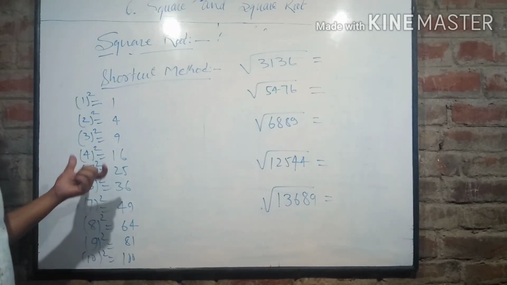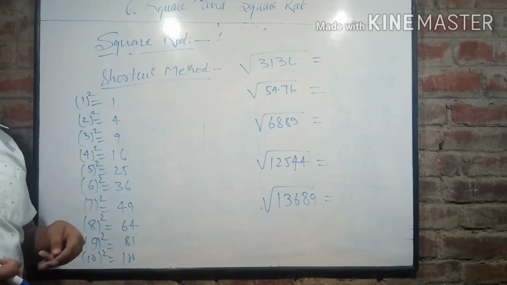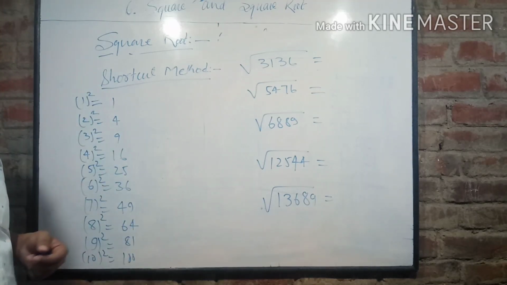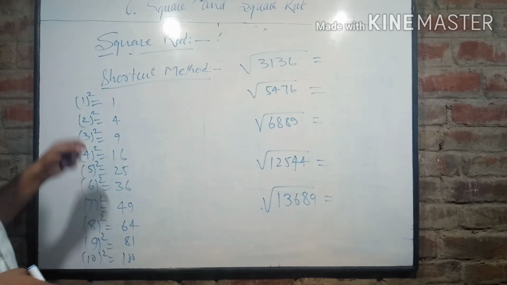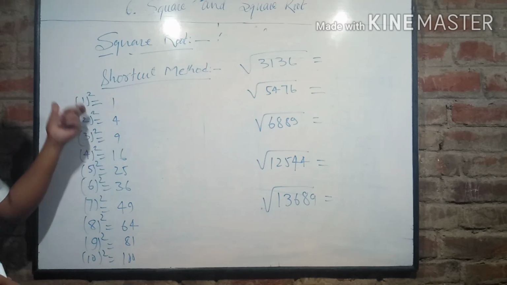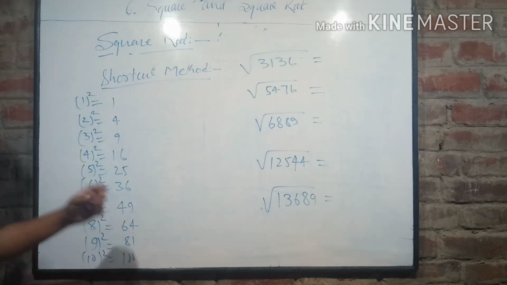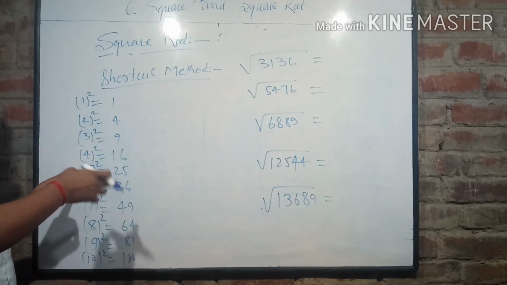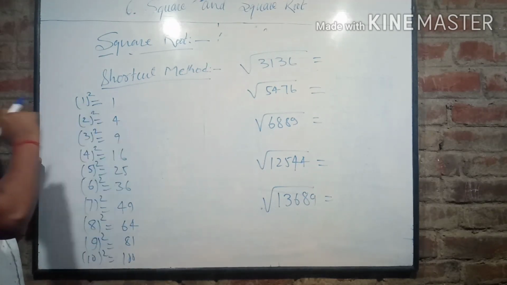Now we have to use a shortcut method, one exciting method which will reduce your time. My dear, you can see that I have written one table. 1 square is equal to 1, 2 square is 4, and likewise up to 10. From here we can find out the possible unit digit of a perfect square.